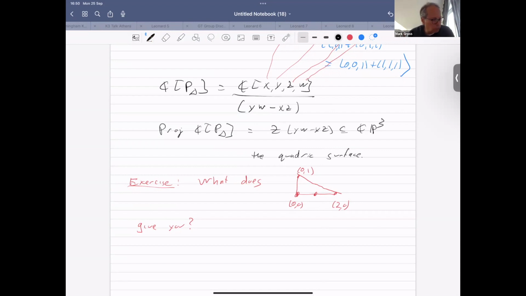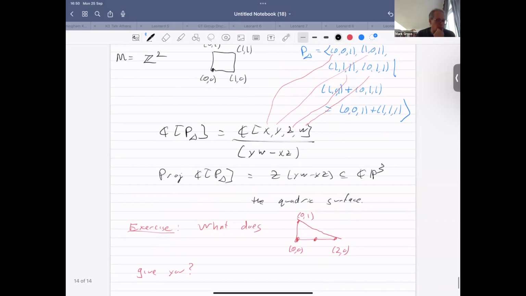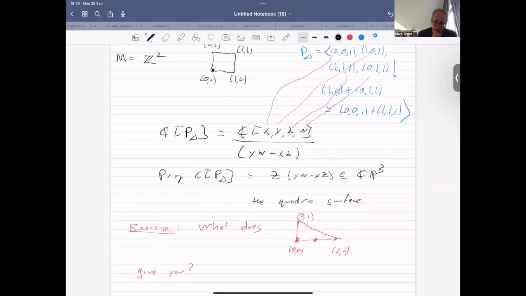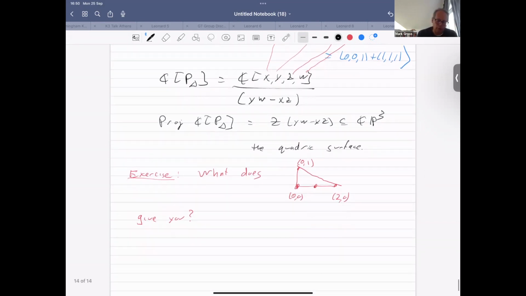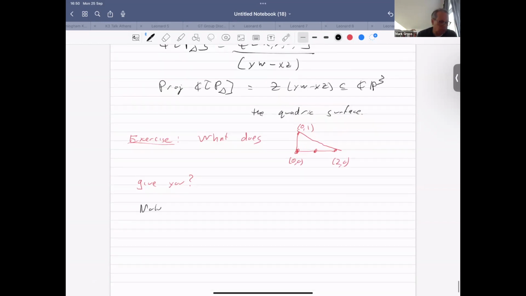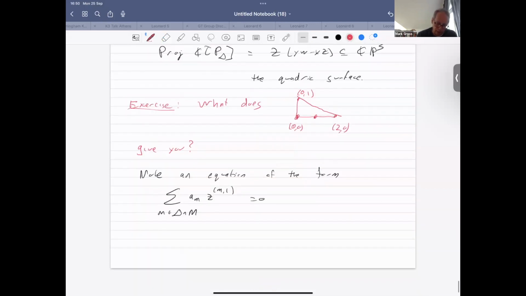Okay, so now really one of the most important points is that given this projective variety, given a projective toric variety coming from polytope delta, I can write down equations of hypersurfaces in that toric variety. So in particular, note an equation of the form the summation over m in delta intersect M of a_m times z^m. This is a degree 1 element of C[P delta].